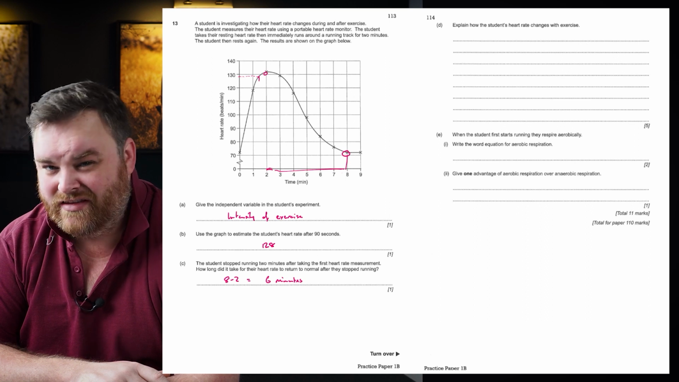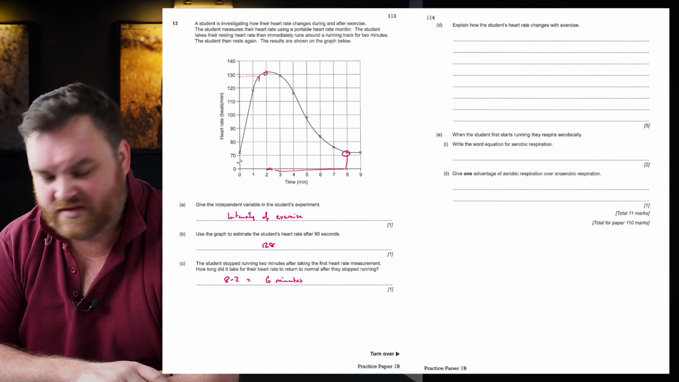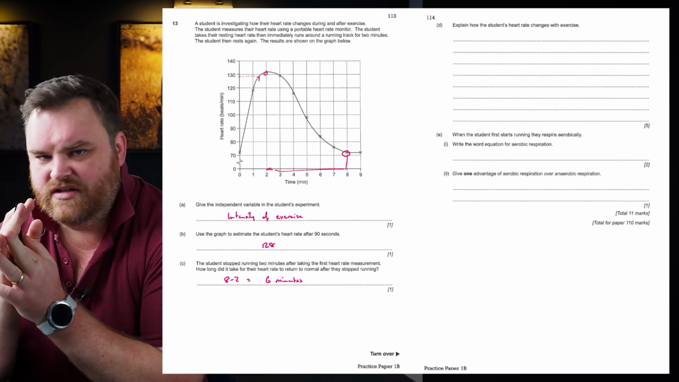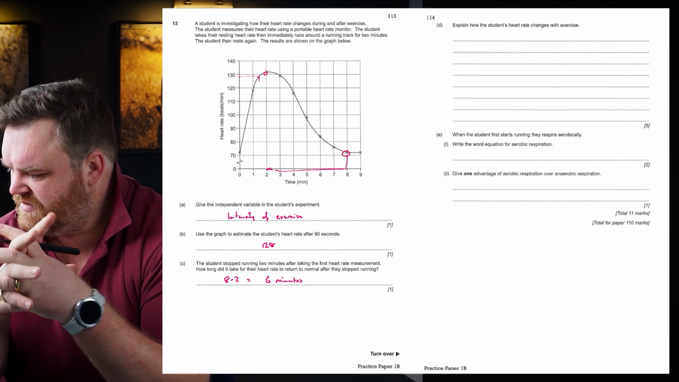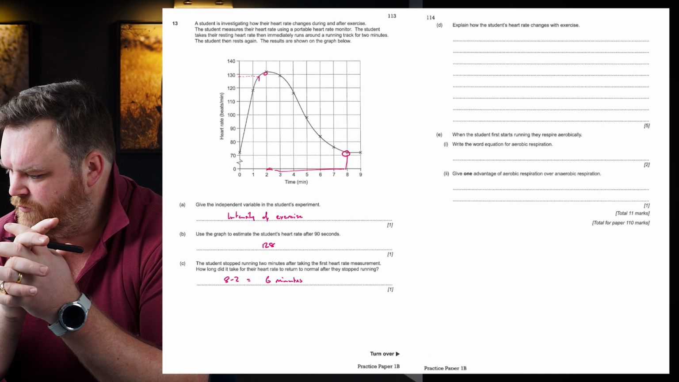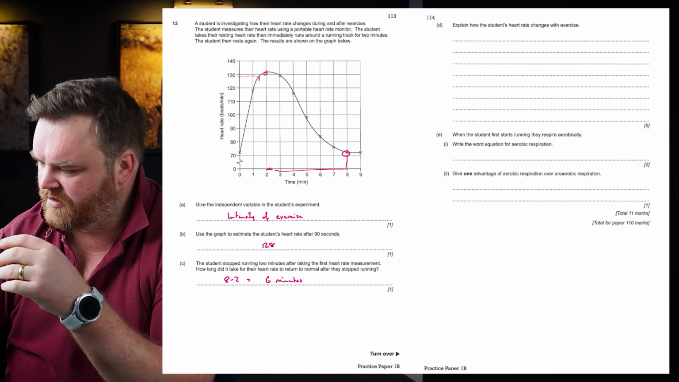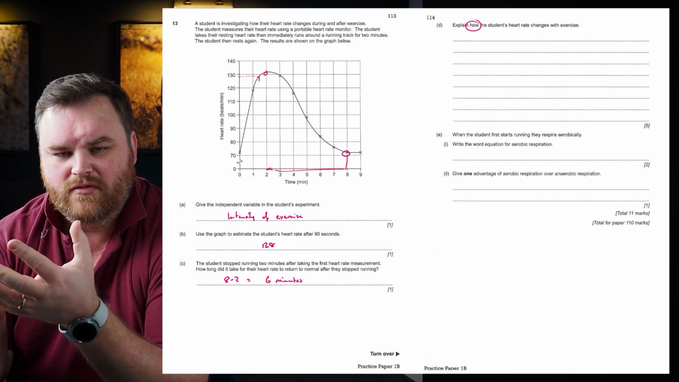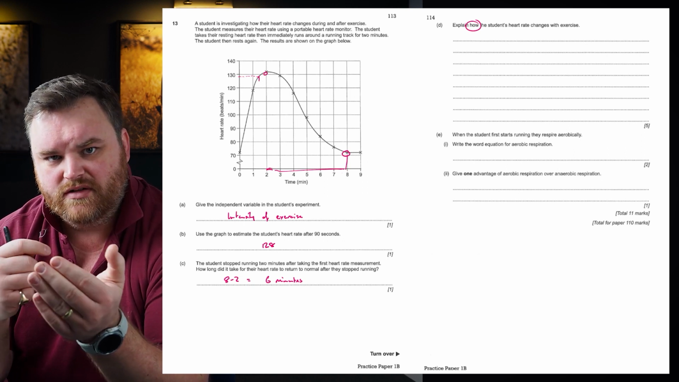Make sure we include the unit in there. The unit's not given in the answer space, so we need to give it. Okay, explain how the student's heart rate changes with exercise. Now this is a slightly trickily worded one. The key here is in the word how. If you're explaining how something is happening, we want to be talking through the process from start to finish.